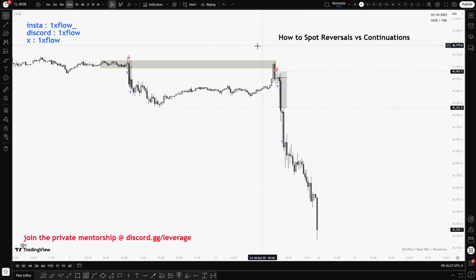Today, we're going to be talking about how to spot reversals versus continuations. We'll start off with reversals, and then we will go into continuations.